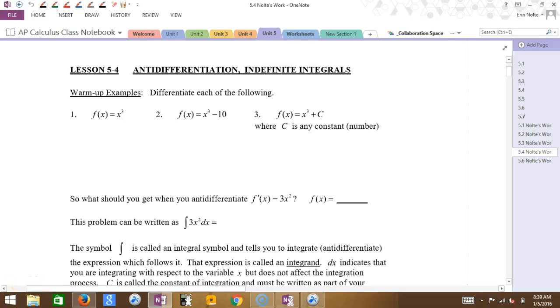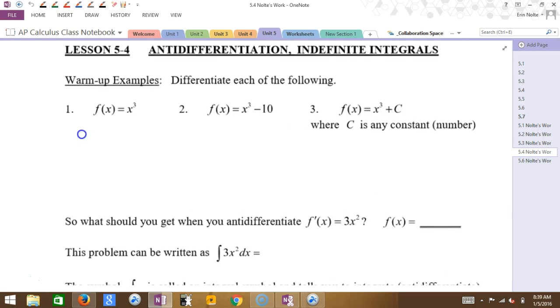Alright. So 5.4 is called antiderivatives, or the verb of that is antidifferentiation, which is the same as finding the integral. Okay, so integral is the same as the antiderivative, so that is exactly what Alex did on the warm-up today. Okay, so we are going to start by just doing the basics, and we're going to start with deriving.